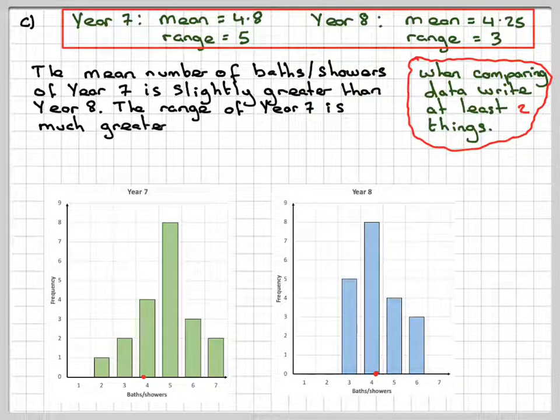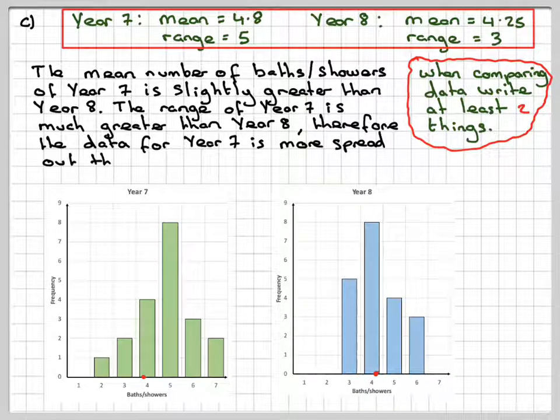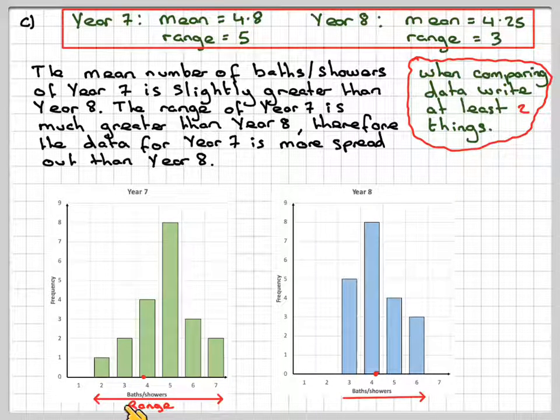is much greater for year 7 than year 8. So the data is more spread out for year 7. We can see that just by looking at the chart. So here we have a greater range than the range that we have here.